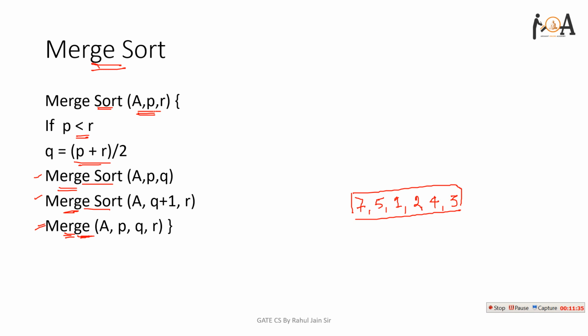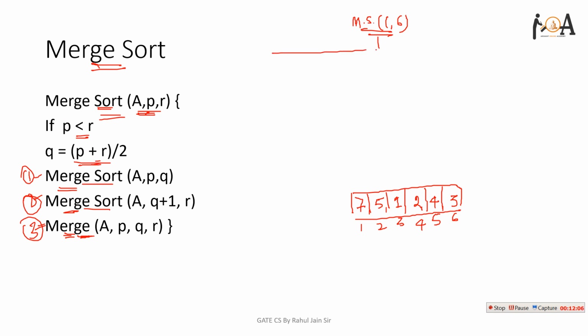Okay guys, so merge sort. How many elements are there in total? There are 6 elements, from index 1 to 6, so I am applying merge sort on 1 to 6. For applying merge sort, I need to apply step 1, step 2, and step 3 after dividing by 2. So merge sort 1 to 6.